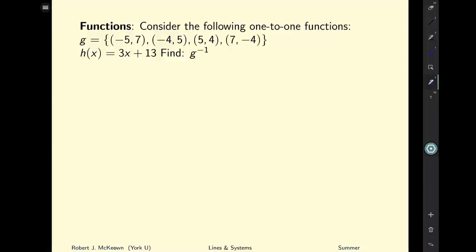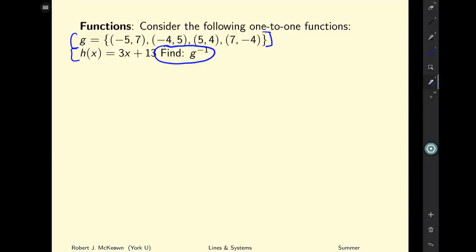So we're given 2 functions. The first function, g, doesn't have any calculations. It's just a set of ordered pairs, so we're given the ordered pairs directly. We don't have to do any calculation to find them. The second function, h, is a function as you're used to seeing it, where we're going to have to perform some calculations. Now the first question is asking us to find the inverse of g.